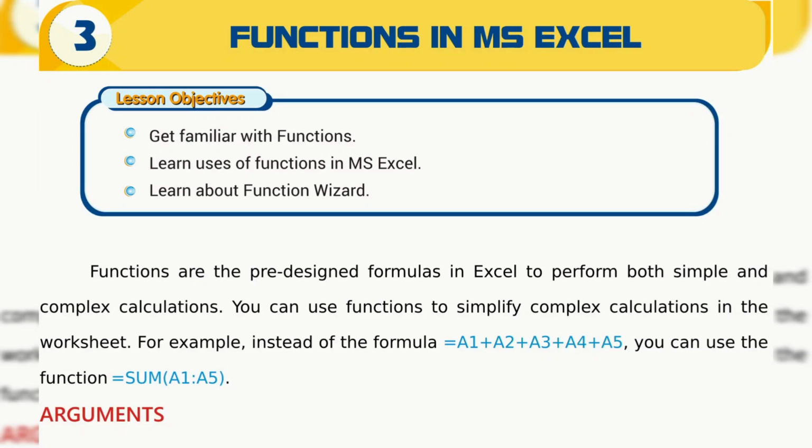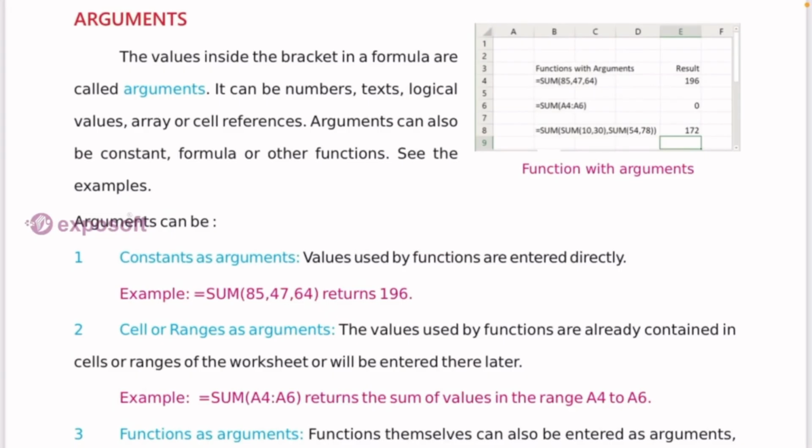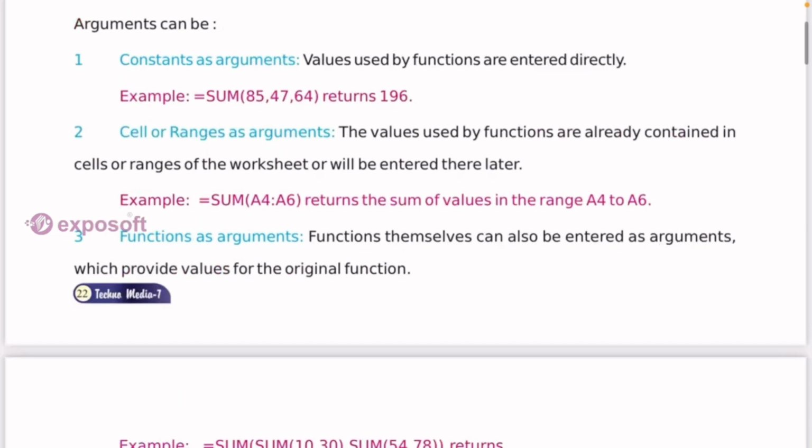Functions in MS Excel. In this chapter, we will learn functions in MS Excel and the function wizard. Functions are predefined formulas in Excel to perform both simple and complex calculations. Arguments. The values inside the bracket in a formula are called arguments. It can be numbers, text, logical values, array, or cell references.